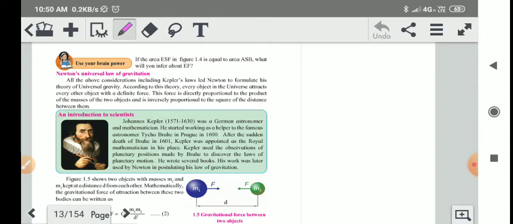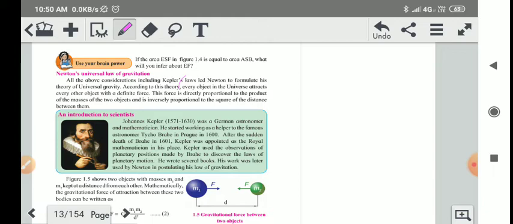All the above considerations, including Kepler's laws, led Newton to formulate his theory of universal gravity. According to this theory, every object in the universe attracts every other object with a definite force. So see, the important statement is here, the universal law of gravitation of Newton.